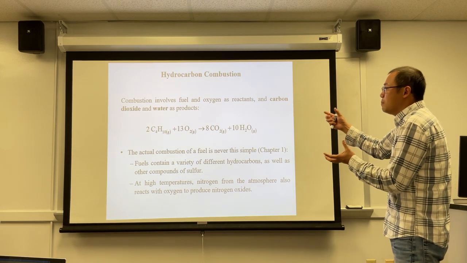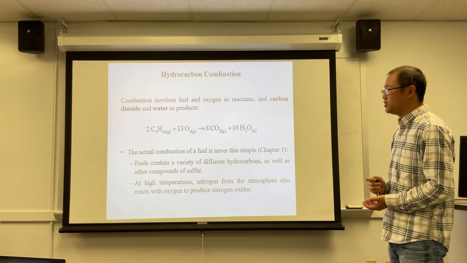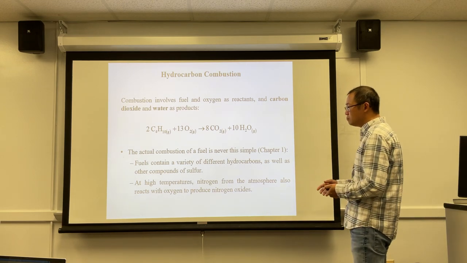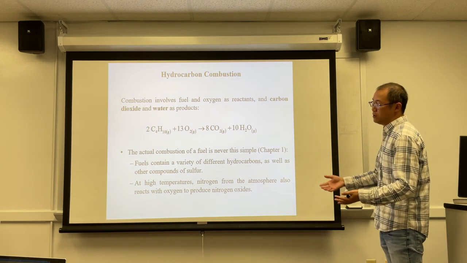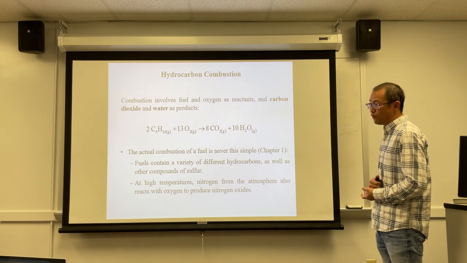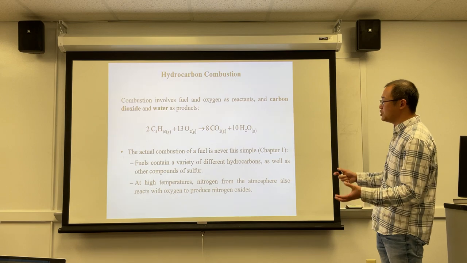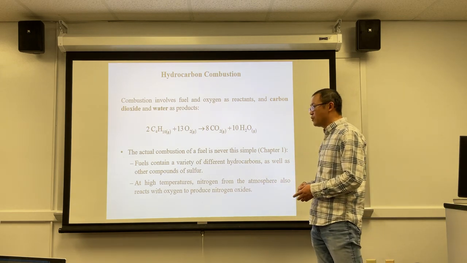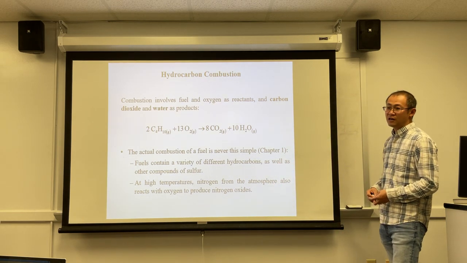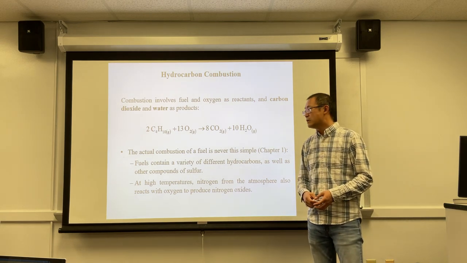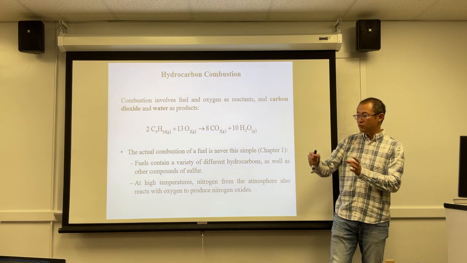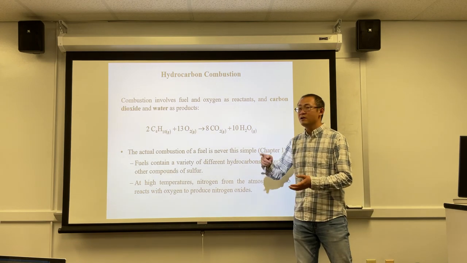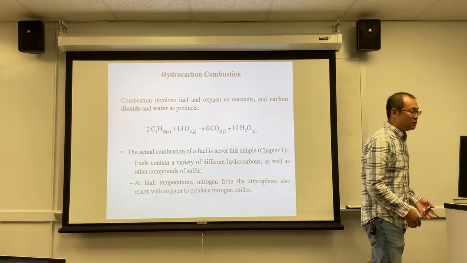Now, these are of course the main products of combustion of hydrocarbons. But the actual combustion is not that simple, because besides hydrocarbons, there may be some impurities, for example sulfur. And also, because combustion needs or produces high temperature, nitrogen in the atmosphere can also react with oxygen to produce nitrogen oxide. Something we also mentioned, for example, burning fuels in a car engine, the car engine will produce what? Nitrogen oxide, even though fuel does not contain nitrogen. Nitrogen in the air can react with oxygen at high temperature.